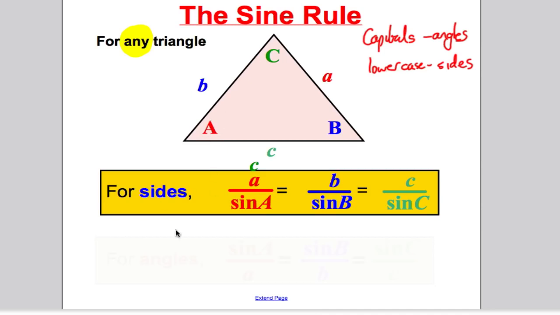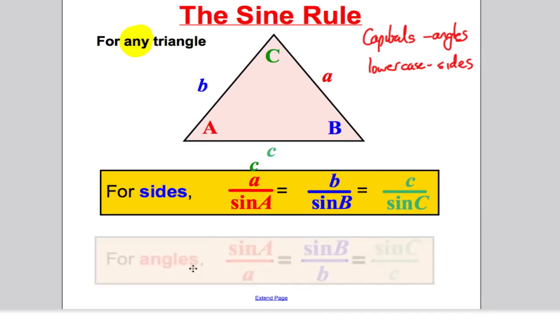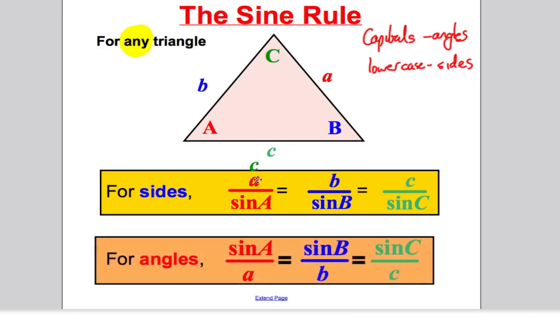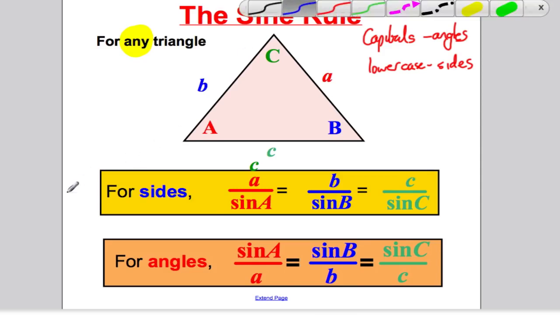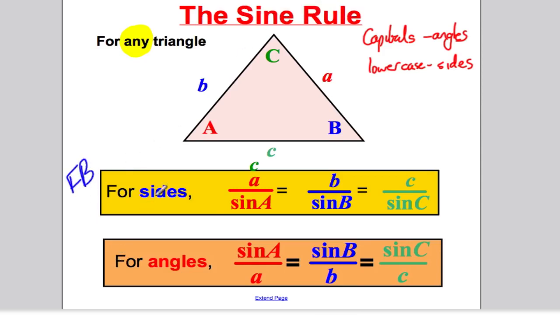If you want to find angles, the same rule applies, but you just flip the fraction. So instead of the little a, the side on top, you make the sine of the angles on top. Sine of capital A over little a is always equal to sine of capital B over little b, which is always equal to sine of capital C over little c. This rule is given to you in the formula book. You just need to remember that it helps you work out missing sides, and for missing angles, flip the whole thing.